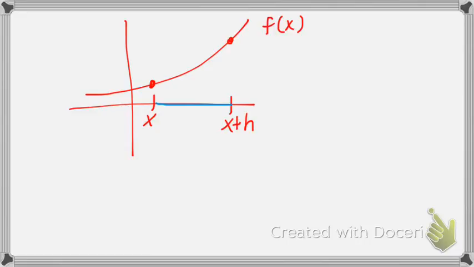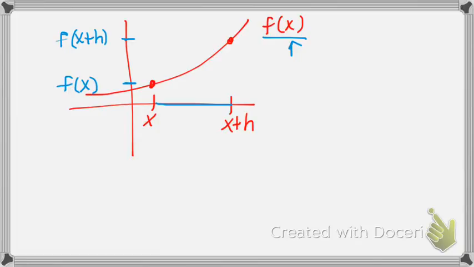If I wanted the y values of those points, I don't know exactly what they would be, but if f of x is the function, then to figure out the y value at x and the y value at x plus h, I plug those things into that. So this y value up here is going to be f of x plus h in parentheses. And this value here is going to be f of x.